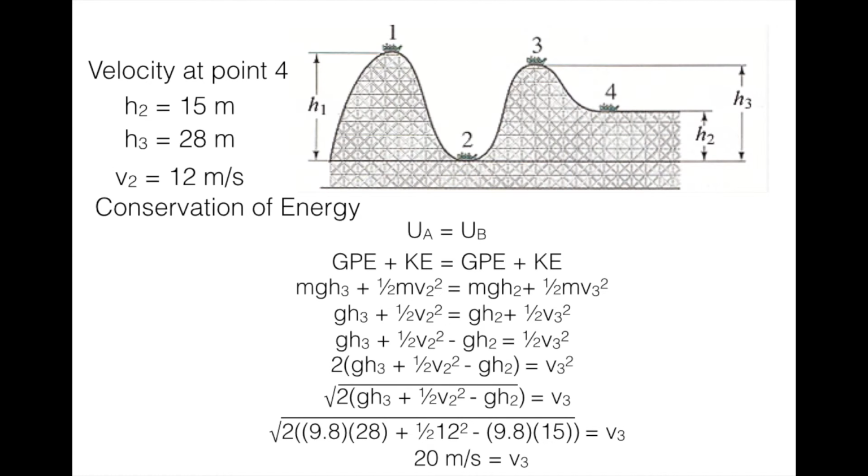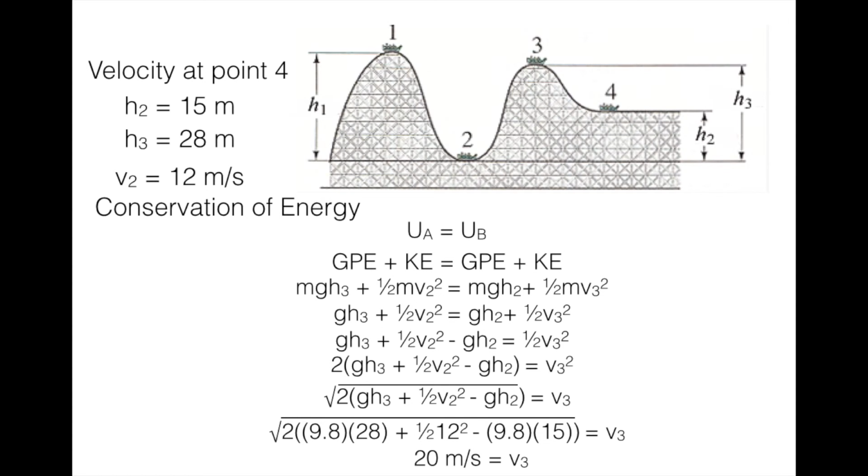Solving for velocity at point 4, we know we're going to need the value of h2, so that's 15 meters, and we know we need the value for h3 again, so it's 28 meters, and we'll also need v2 that we just solved for, which is 12 meters per second again. So conservation of energy problem, statement U_A is equal to U_B, and this time at both points, the cart will have GPE and KE, so we make that statement. Substituting for their parts, we have mgh3, so the height at point 3, where it's coming from, plus 1/2 mv2 squared, the velocity at point 3, is equal to mgh2, so that's the height at point 4, plus 1/2 mv3 squared, so it'll be the velocity at point 4, what we're looking for.